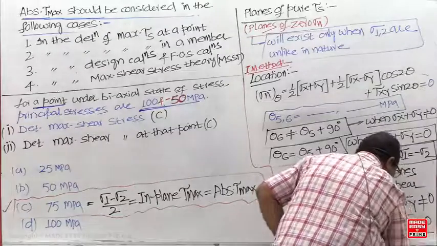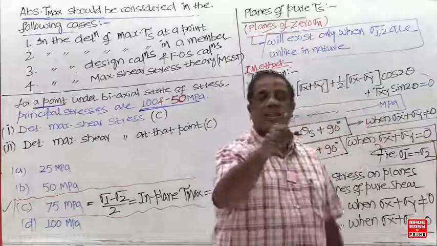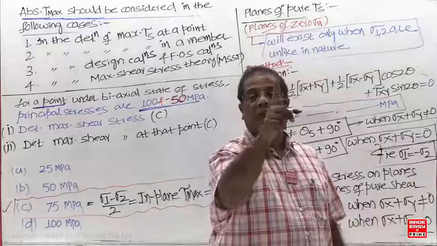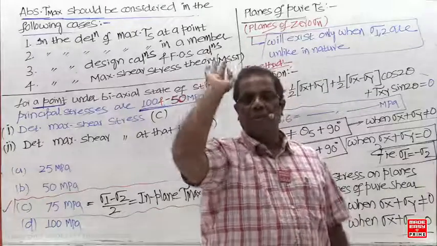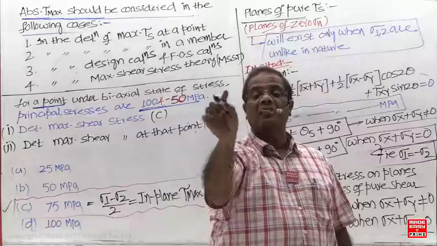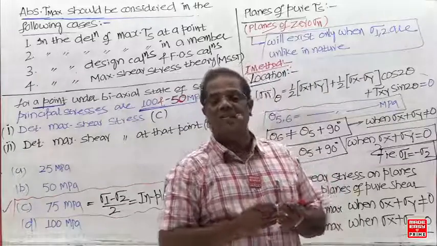Instead of remembering all, better to remember only this: the planes of pure shear and the tau max plane will coincide when sigma x plus sigma y is 0. Planes of pure shear and tau max plane will coincide when sigma x plus sigma y is 0. That's all.